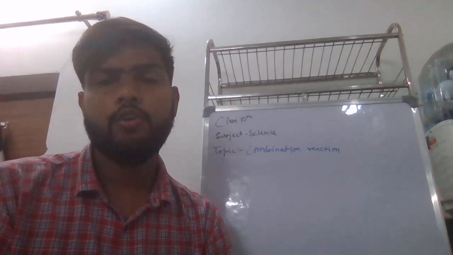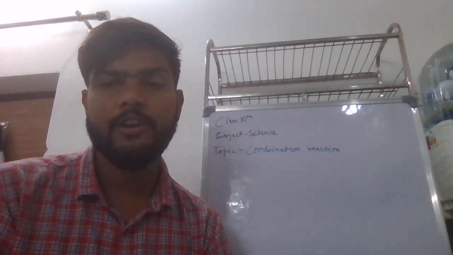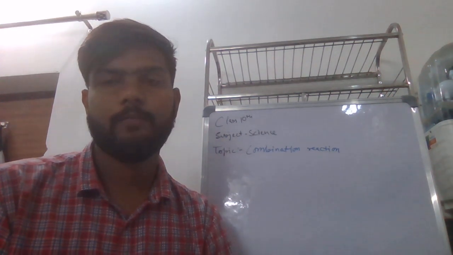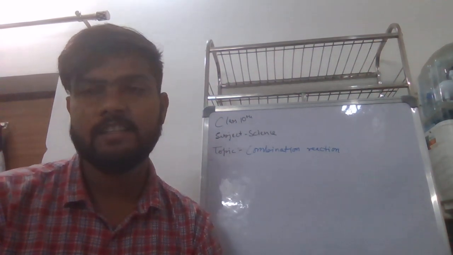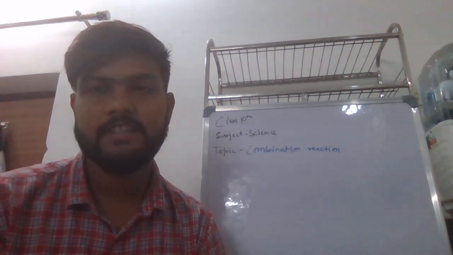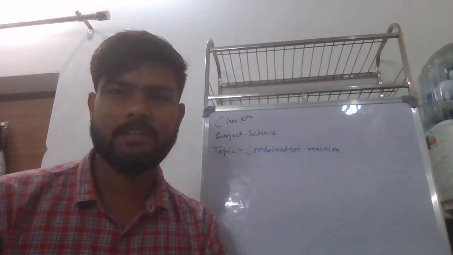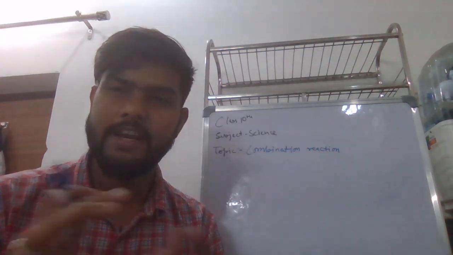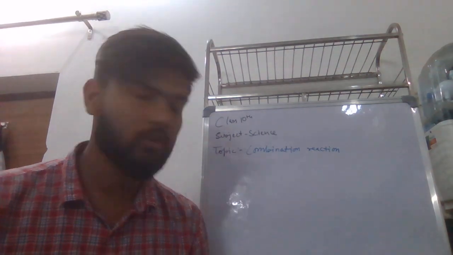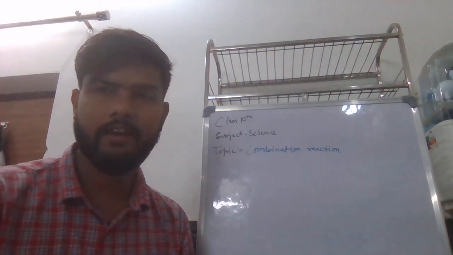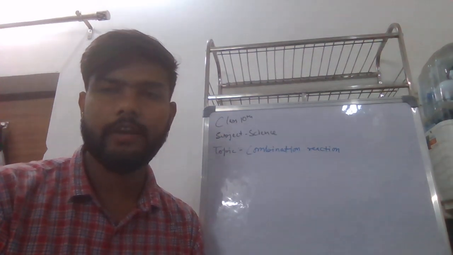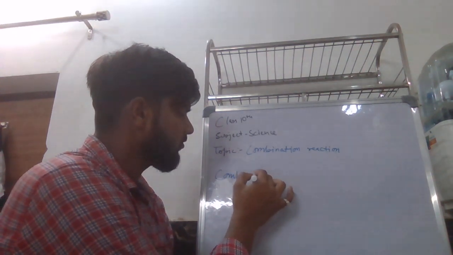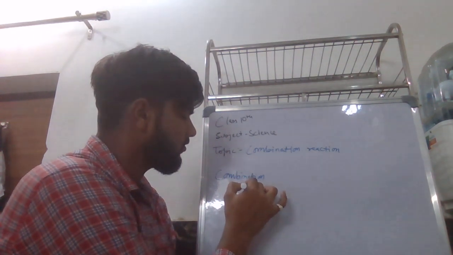Now you have to define a combination reaction in your own words. Let's discuss it. We can see that when two or more substances, like elements or compounds, combine to form a single product, the reaction is called a combination reaction. I will write the definition here, you can write it in your notebook. So what is a combination reaction?